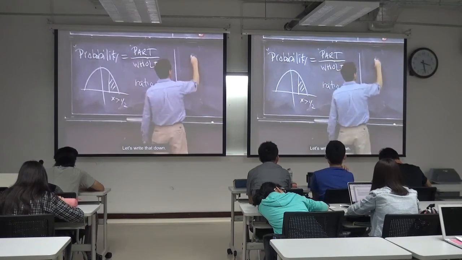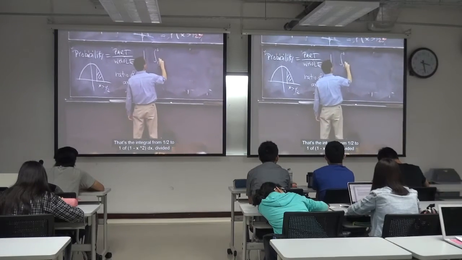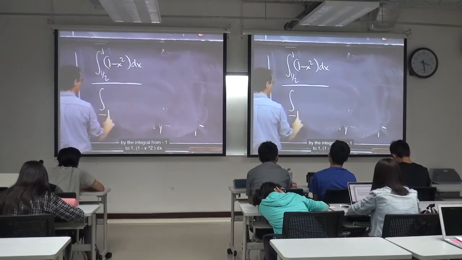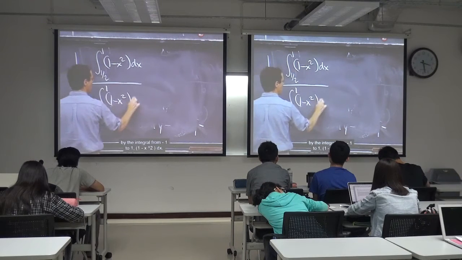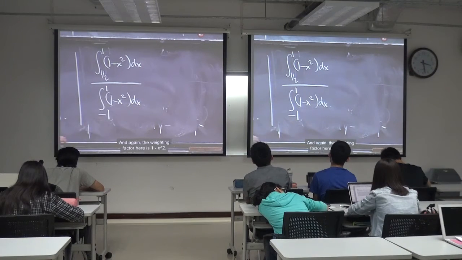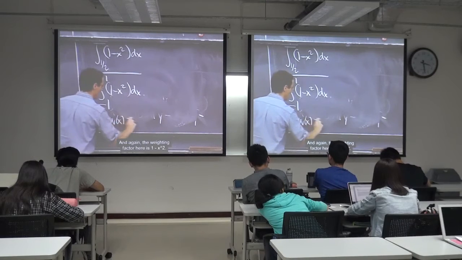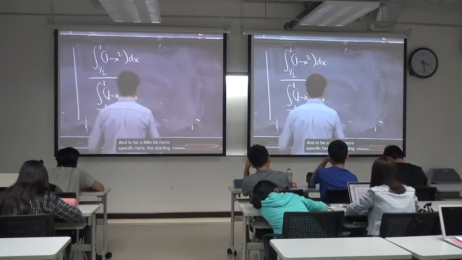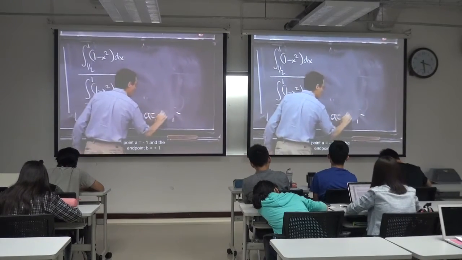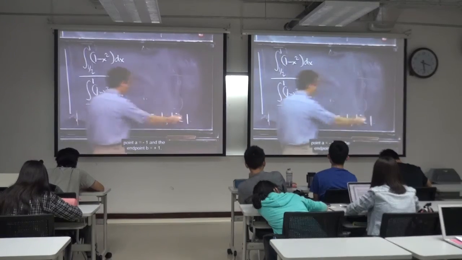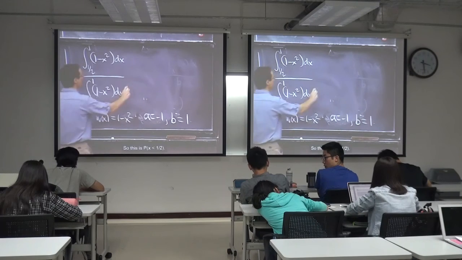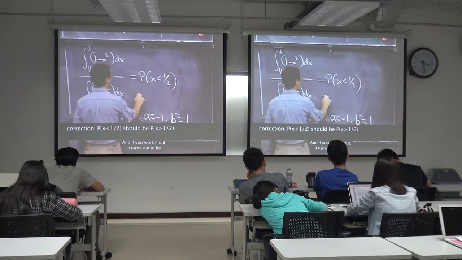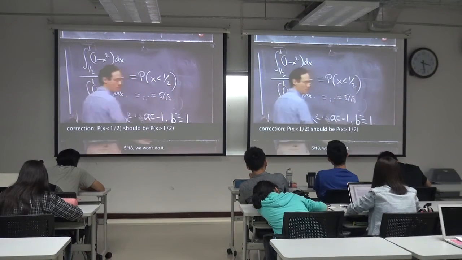Let's write that down. That's the integral from 1/2 to 1 of 1 minus x squared dx divided by the integral from -1 to 1 of 1 minus x squared dx. And again, the weighting factor here is 1 minus x squared. And to be a little bit more specific here, the starting point a is -1, and the end point is plus 1. All right, so this is the probability that x is bigger than half. And if you work it out, it turns out to be 5/18.